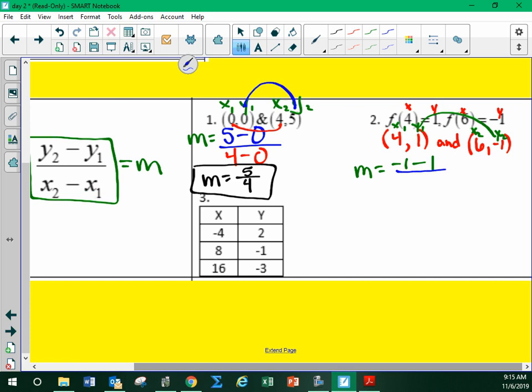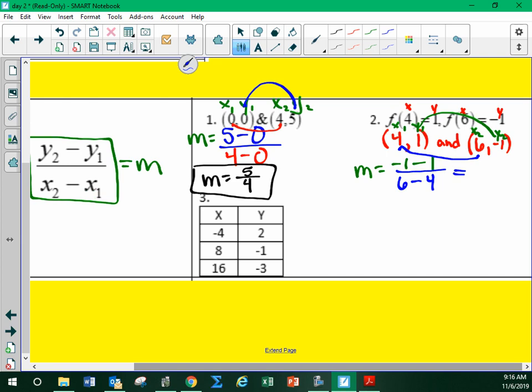And then my x's. x2 minus x1. So here's my x2 minus, here's my x1. So 6 minus 4. Negative 1 minus 1, 6 minus 1. And again, just simplify. You can use your calculator to help you out. Negative 1 minus 1. This is negative 2.